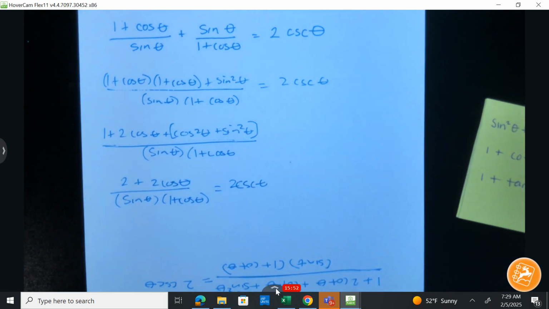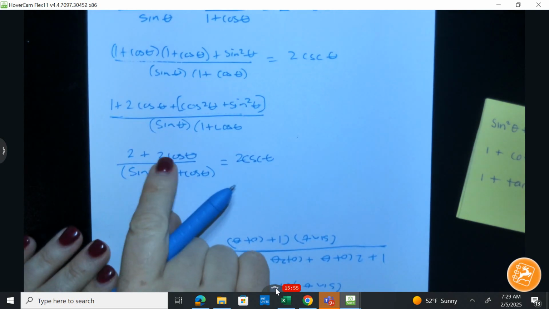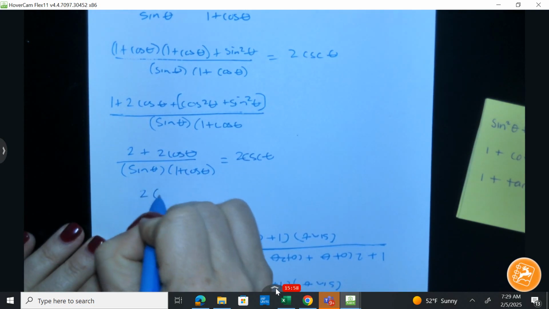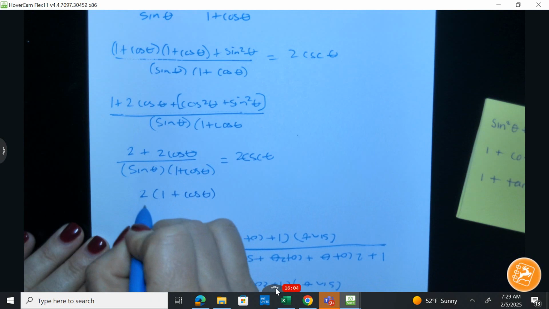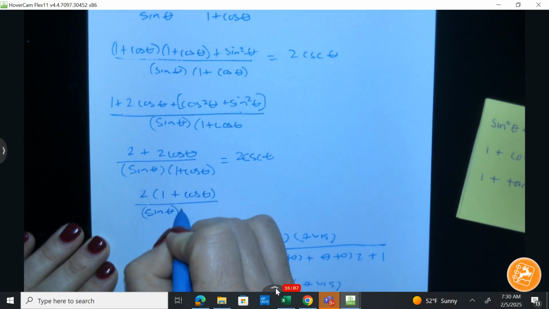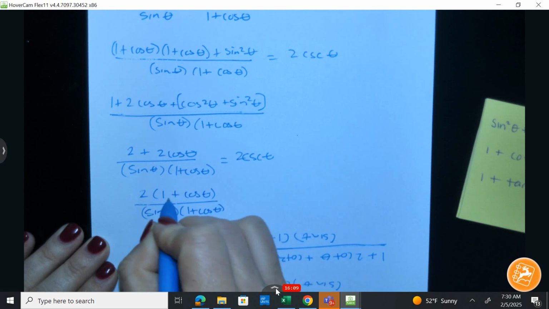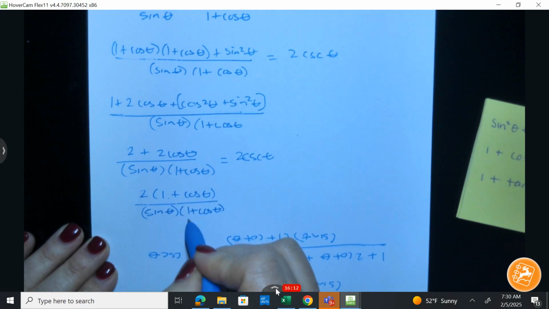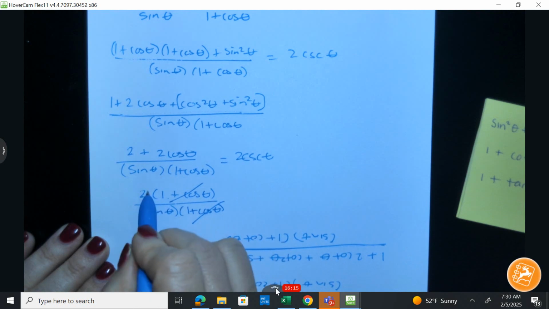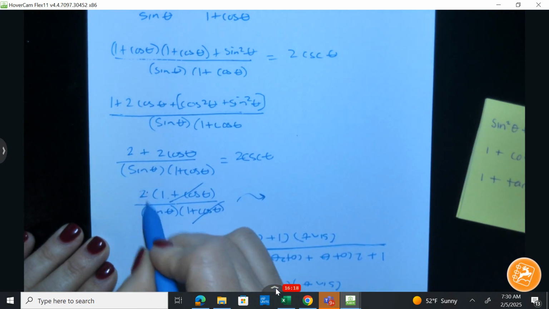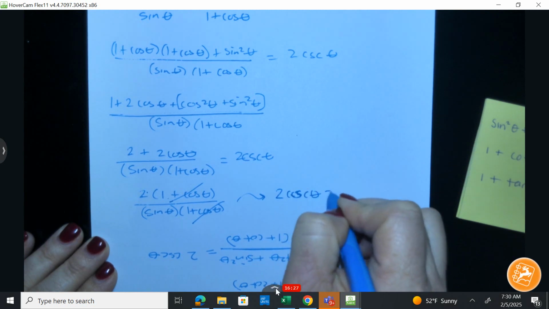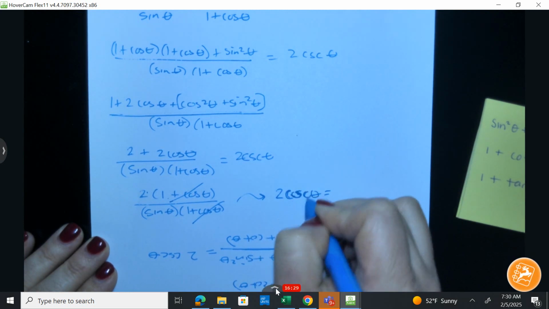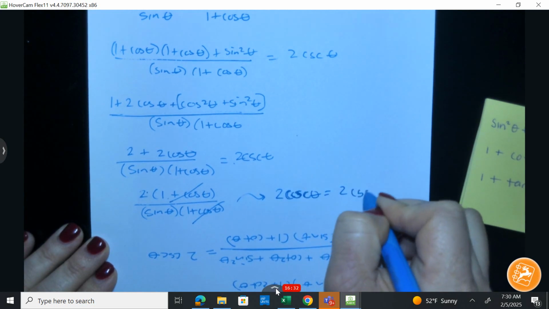All right, on top, I'm going to factor out a 2. So 2 times 1 is 2. 2 times the cosine of theta is 2 cosine theta. And hopefully you can see right now how I have one group, 1 plus the cosine theta on top, and another group on the bottom of 1 plus the cosine theta. They are going to be reduced, and I'm left with 2 over the sine. Well, 2 over the sine is the same as 2 cosecants. So 2 cosecants equals 2 cosecants.